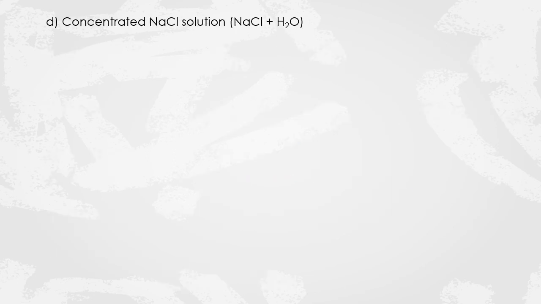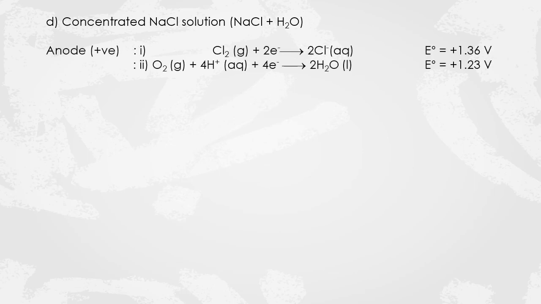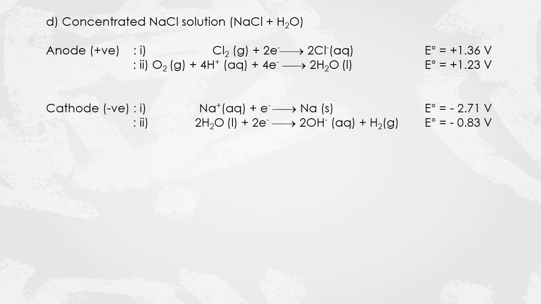Now for D, we have exactly the same solutions, but this time around, the concentrations have changed. So we are going to deal with these concentrated NaCl solutions. So basically, our possible cations and also anions will be the same as in previous questions. So let's just list all of them together. For the anode, they will attract an anion. We have Cl and also water. And for the cathode, we're going to have sodium and also water.